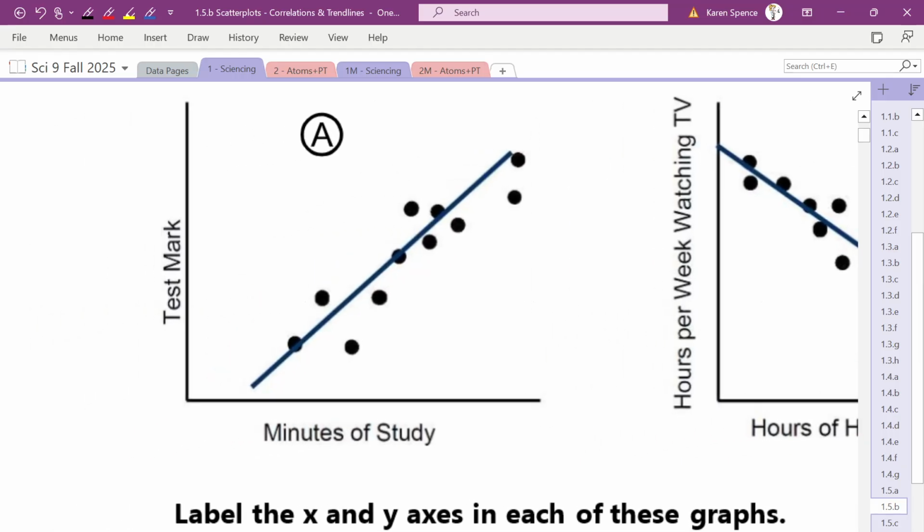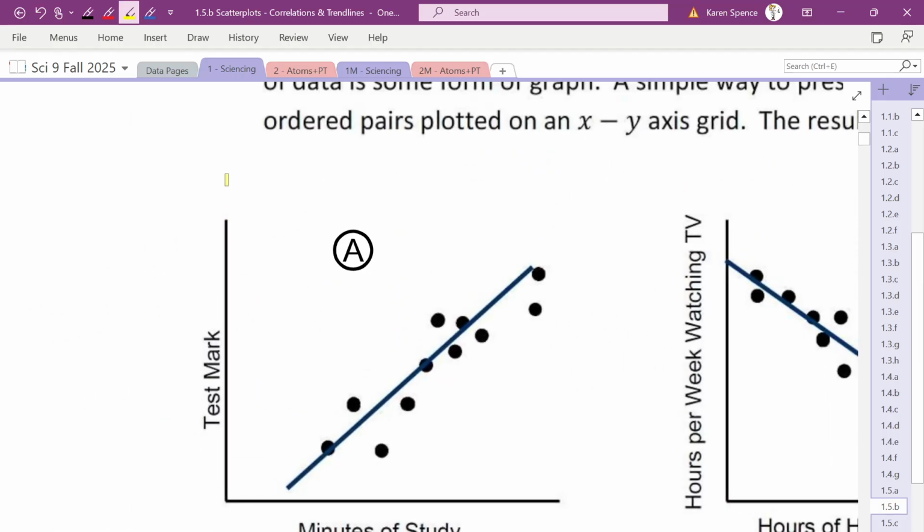Do you guys know what we call the vertical axis? That is the y-axis. So the one that goes up and down is the y-axis. What's the one that goes side to side? That is the x-axis. If I have trouble remembering that, I always remember that the y kind of has a part that goes up and down, right? The letter y has an up and down part to it, so that helps me remember.